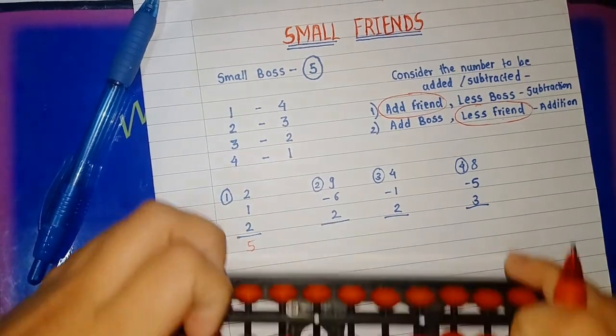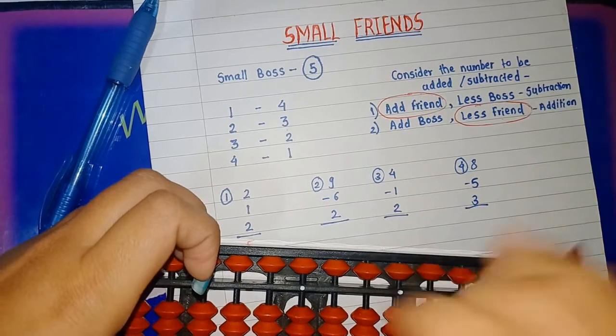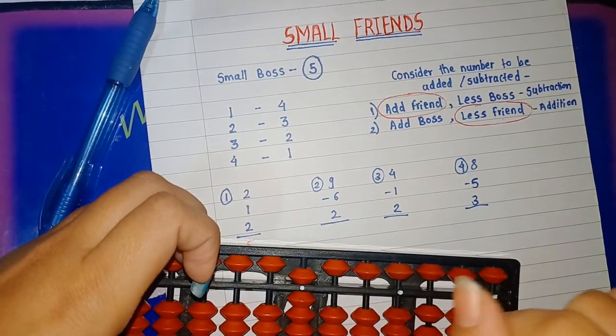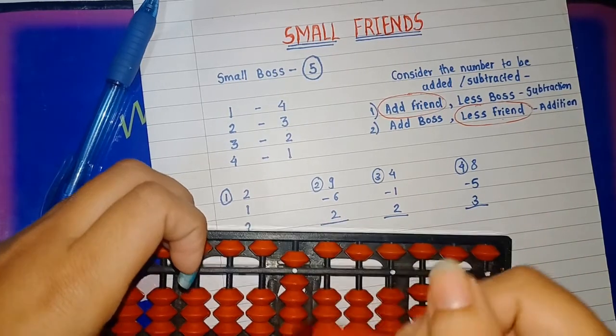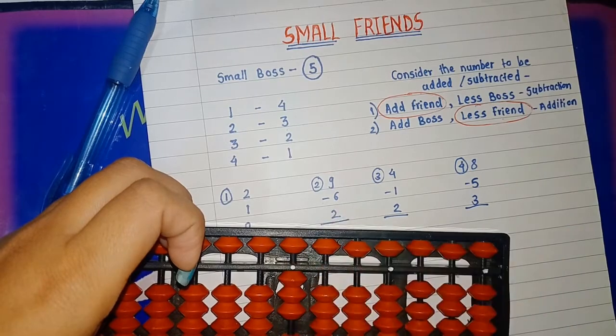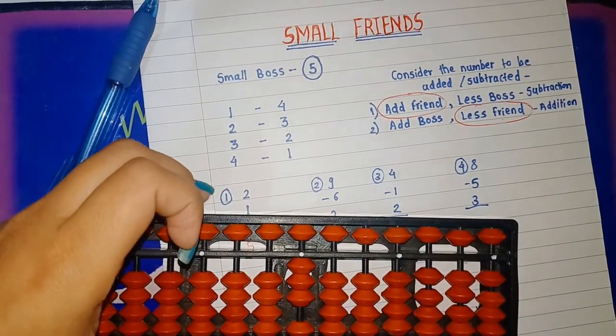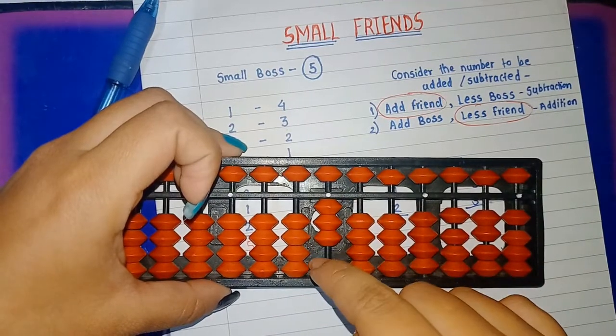And don't forget the finger movements, okay? Next sum is add 9. Then we have to less 6. We can directly less 6 from 9. That is 5 and 1 less 6. Okay, and add 2. Now again we have to add 2 in this.